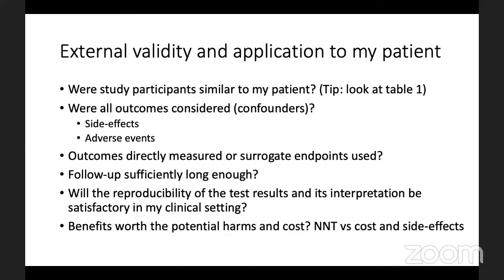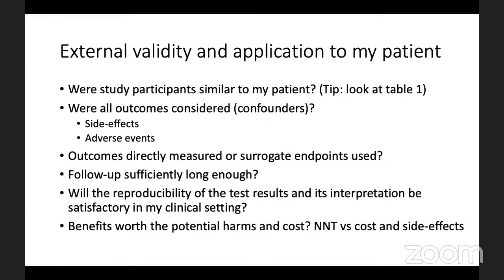So usually table 1 in a randomized controlled trial describes the demographics of the patients who were enrolled in the trial. And you can then see if your patient actually fits into these demographics. Were all of the outcomes considered? Were the confounders considered? Were there side effects and adverse events that were reported or not reported? Were outcomes directly measured, or were they using surrogate endpoints? And was the follow-up sufficiently long enough?